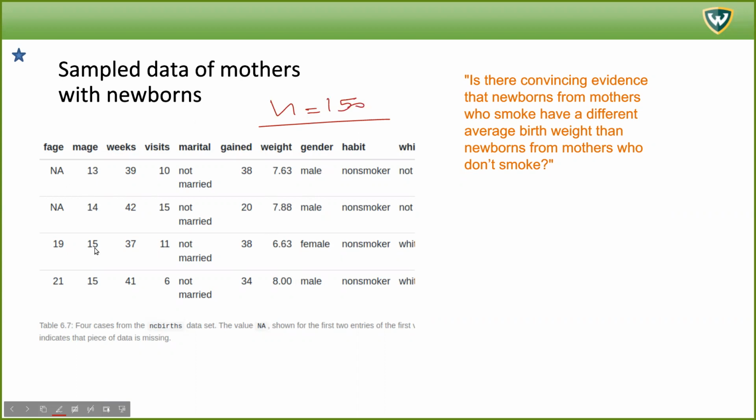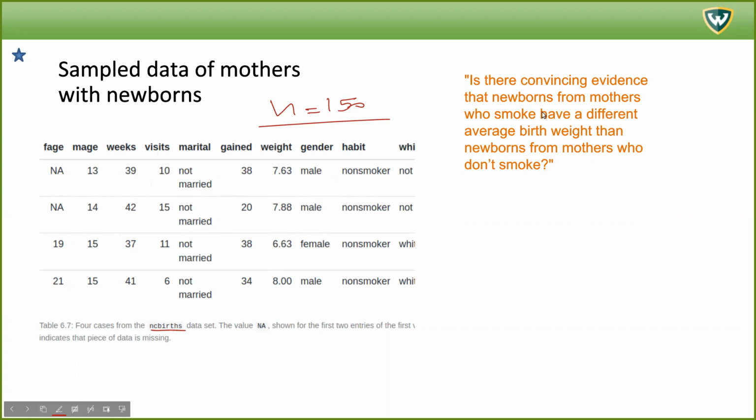And here we just have the first four cases from this data set, called births. So this is the data set of mothers with newborns. So the unit is a person, a mother. And there's all kinds of information about them: how many visits they had, marital status, weight of the newborn that they had, the gender of the newborn, and so on. Of course, to know what all these variables mean, you have to check the details of the data set.